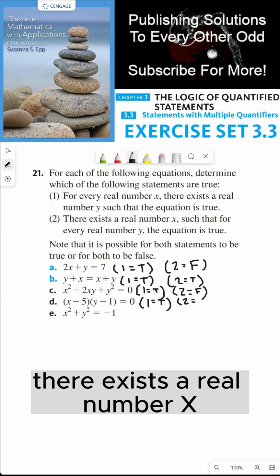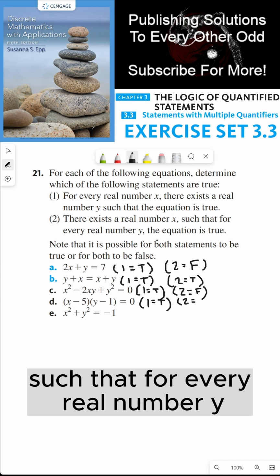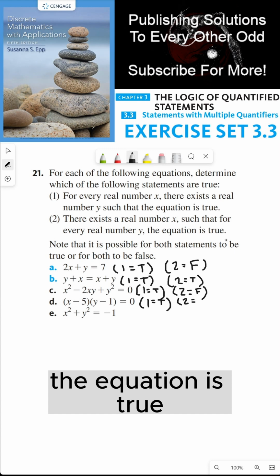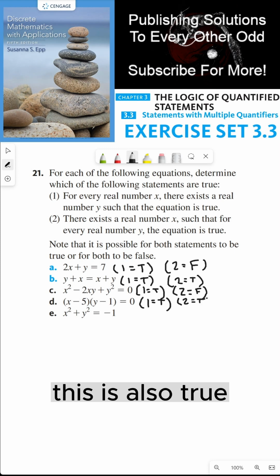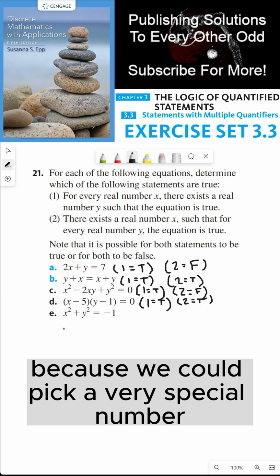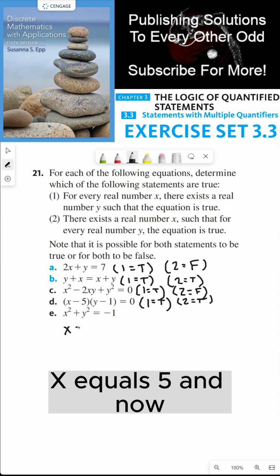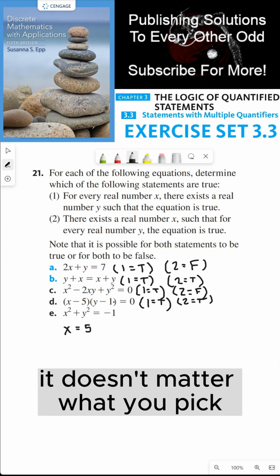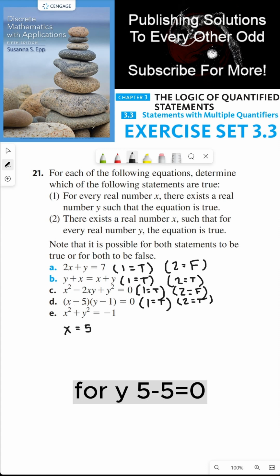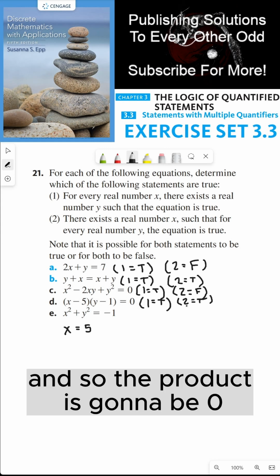Part 2 says there exists a real number x such that for every real number y, the equation is true. This is also true because we can pick a very special number x equals 5, and now it doesn't matter what you pick for y, 5 minus 5 is 0, and so the product is going to be 0.